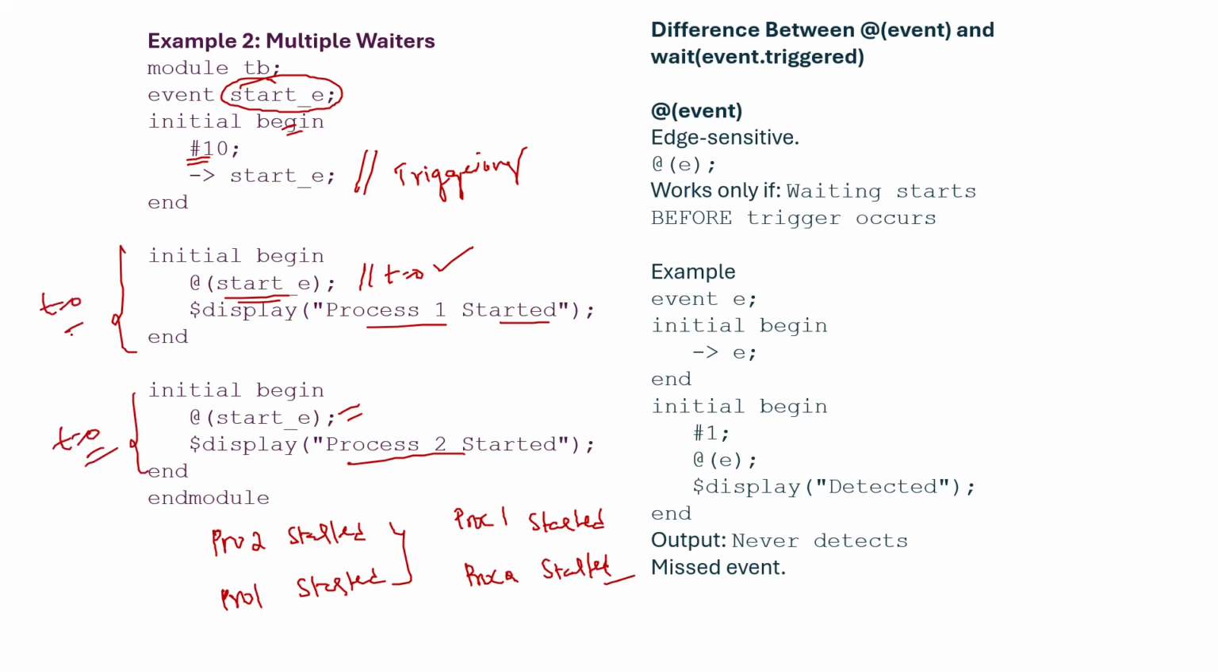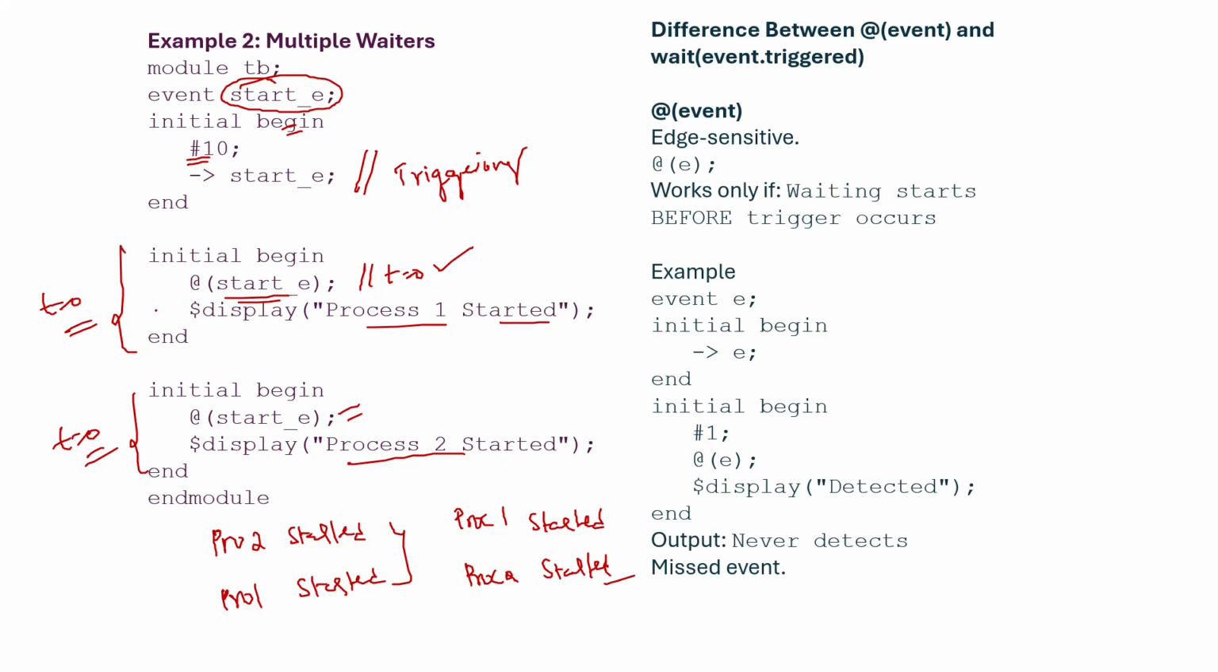Okay. These two are starting at t equal to 0. Then I may get process 2 first and process 1 next, or process 1 first and then process 2 next. This is the chance of getting the output.